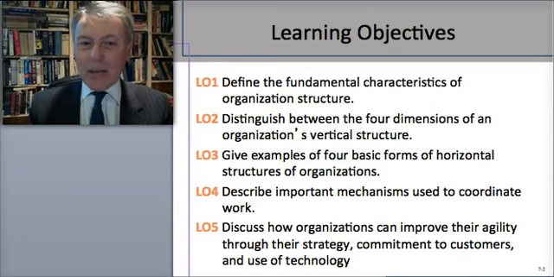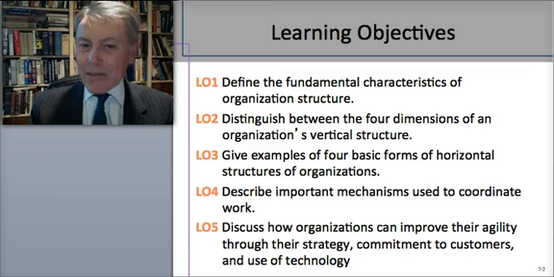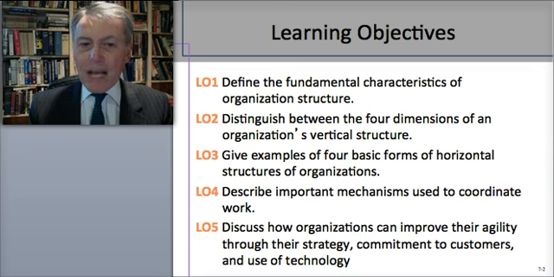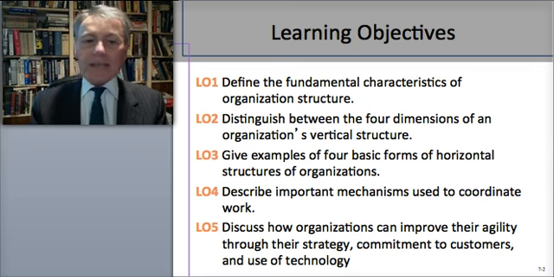Our learning objectives today will be to define the fundamental characteristics of the organization structure, distinguish between the four dimensions of an organization's vertical structure, give examples of four basic forms of horizontal structures of organizations, describe important mechanisms used to coordinate work, discuss how organizations can improve their agility through their strategy, commitment to customers, and use of technology.